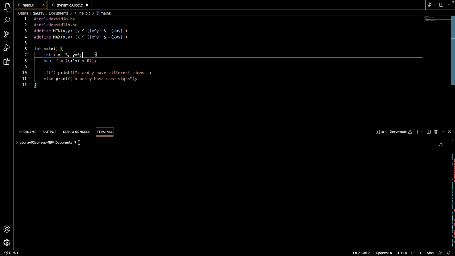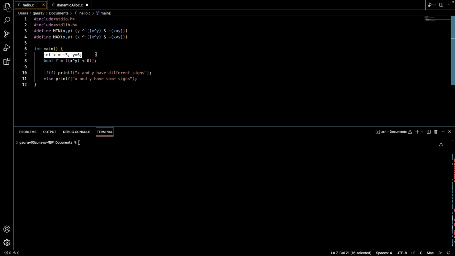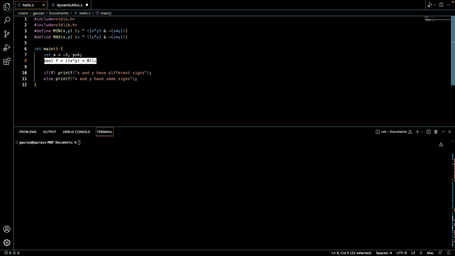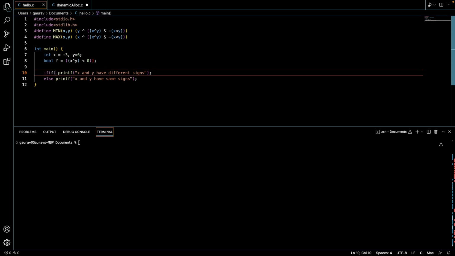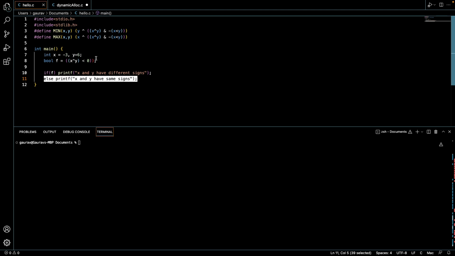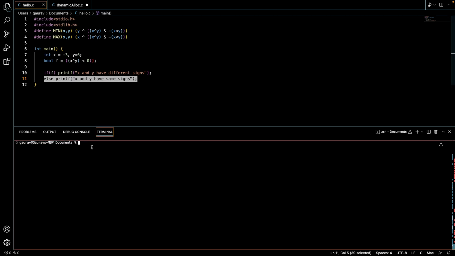So here I have created two variables, x is -3 and y is 6, so they have different signs for now. This is our logic that we just discussed, x XOR y less than 0, right? And then I'm saying if f is true, then print x and y have different signs, otherwise print x and y have same signs. So let's see this in action.